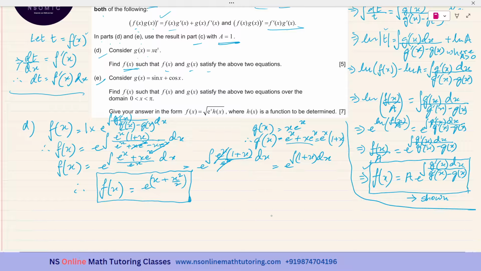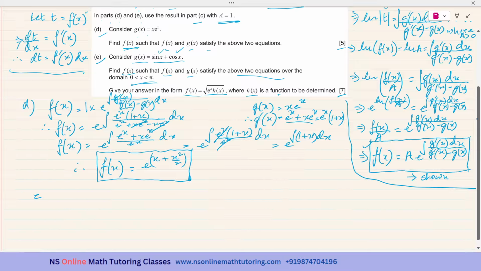Now coming to subpart E, the last subpart. Consider g of x equal to sin x plus cos x. Find f of x such that f of x and g of x satisfy the above two equations over the domain x greater than 0 but less than pi. Because these are trigonometric ratios, they have to give the domain. Give your answer in the form f of x equal to square root of e to the power of x times h of x, where h of x is a function to be determined. Subpart D carried 5 marks and this is having 7 marks.